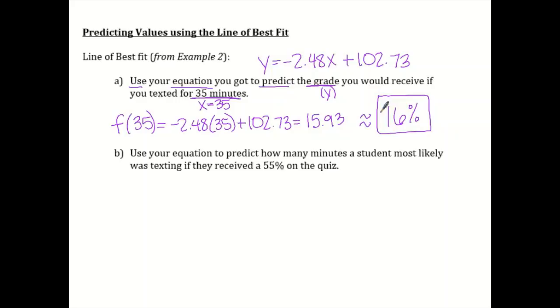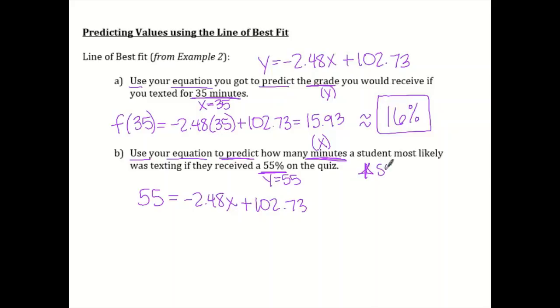Letter B says use your equation. So we're going to use the same equation to predict. Again, we're predicting how many minutes. So minutes is my x. A student most likely was texting if they received a 55%. So y is equal to 55 on the quiz. So this time, instead of putting it in here, we're going to set our equation equal to 55. So 55 is equal because this is y equals and this is y equals. So we set them equal to each other. 55 equals negative 2.48x plus 102.73. And we are going to solve for x.